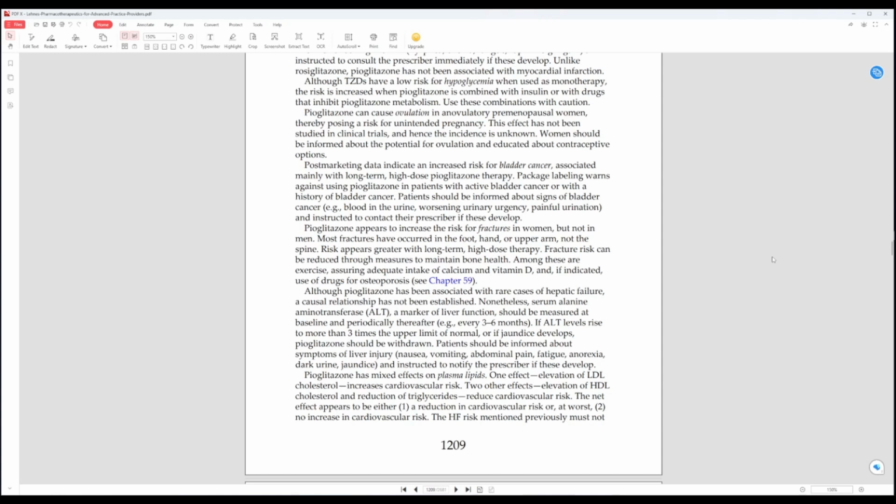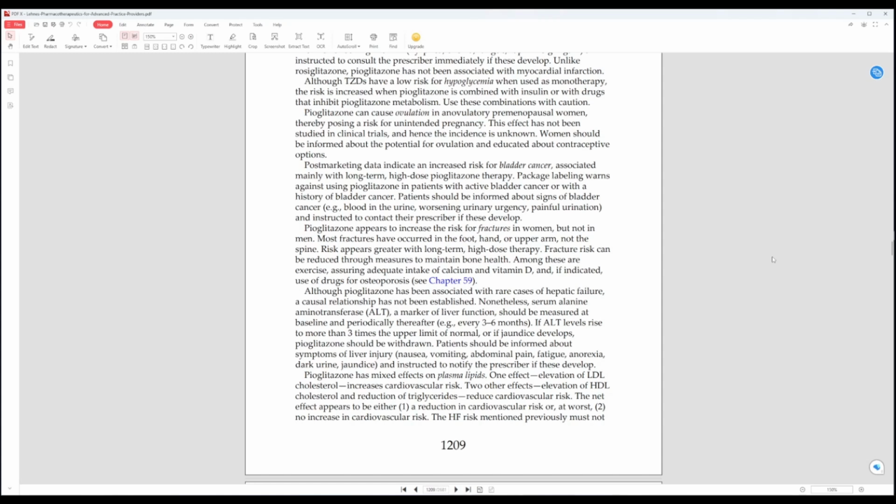Pioglitazone appears to increase the risk for fractures in women, but not in men. Most fractures have occurred in the foot, hand, or upper arm, not the spine. Risk appears greater with long-term high-dose therapy. Fracture risk can be reduced through measures to maintain bone health. Among these are exercise, assuring adequate intake of calcium and vitamin D, and, if indicated, use of drugs for osteoporosis.